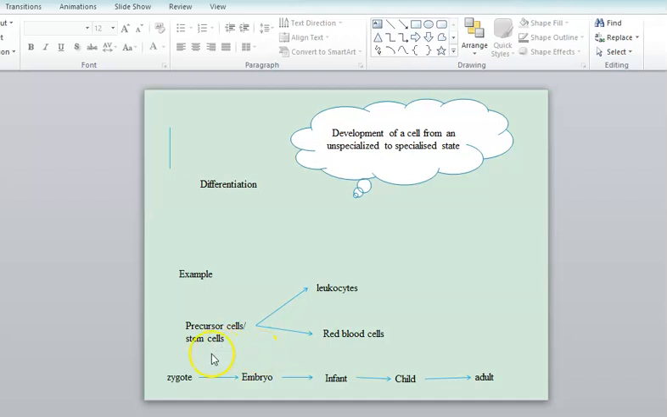Another example for differentiation is the process by which the zygote gets differentiated into an adult. A zygote develops into an embryo, embryo develops into an infant, infant to child, child to adult. So this is also another example for differentiation.